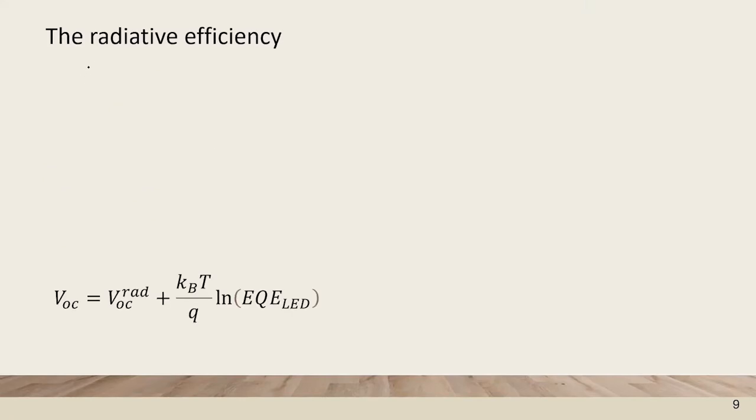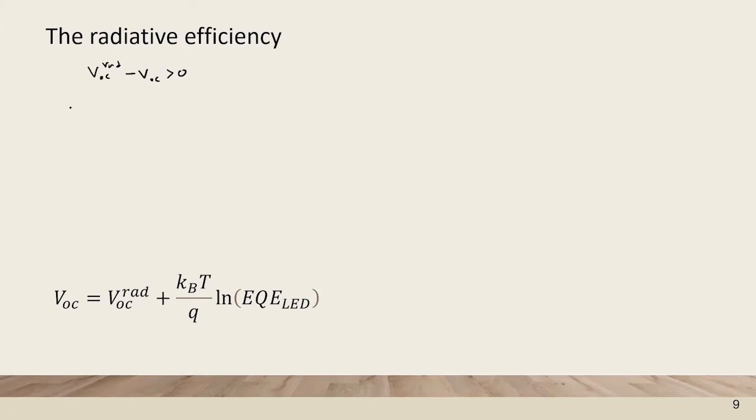So the actual VOC is smaller than the radiative VOC. This is a positive quantity. This is the voltage deficit in the specific solar cell, and we want to control this quantity.